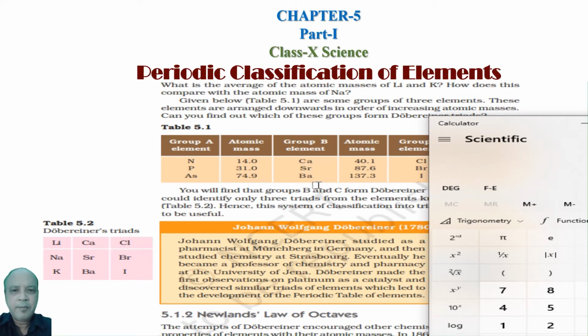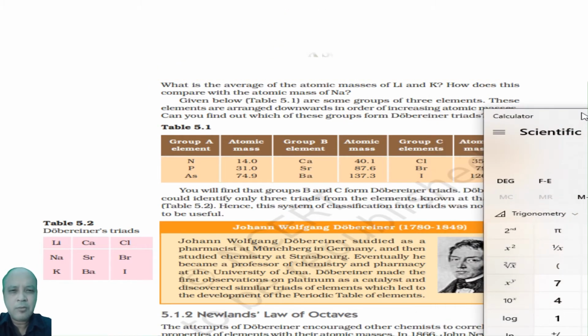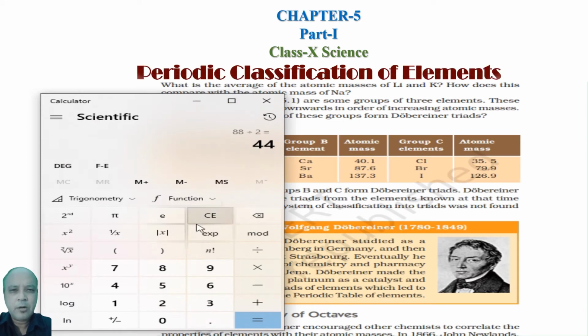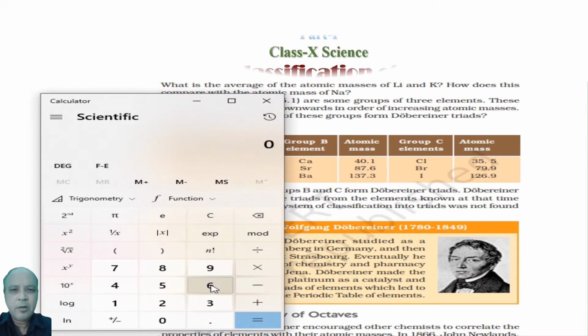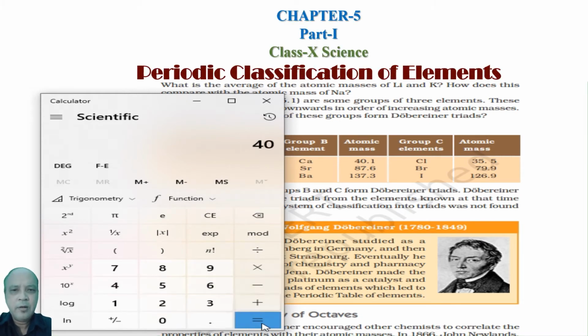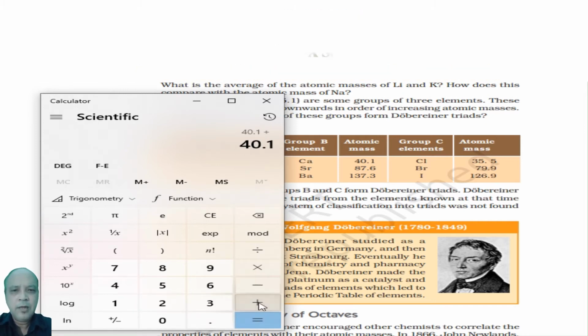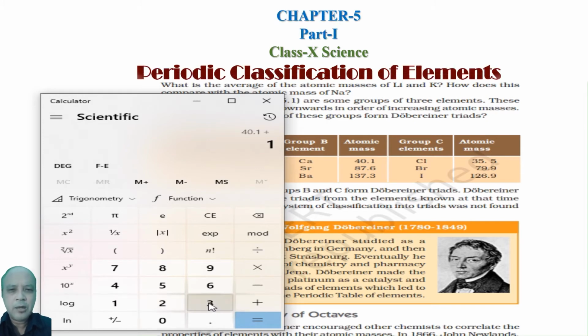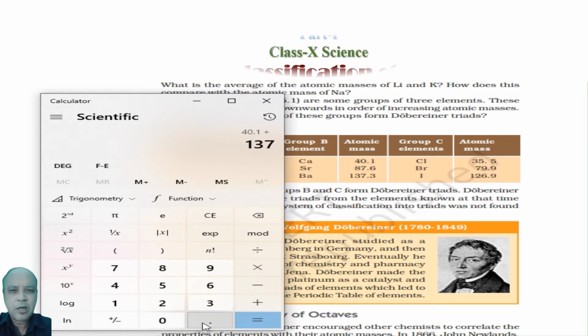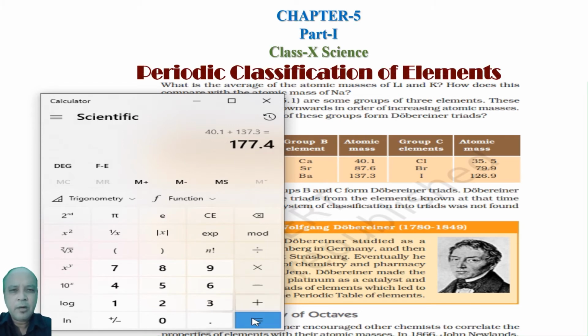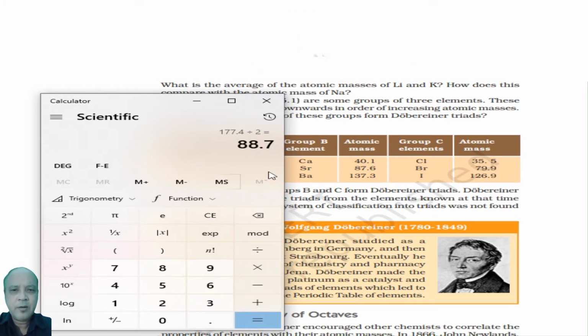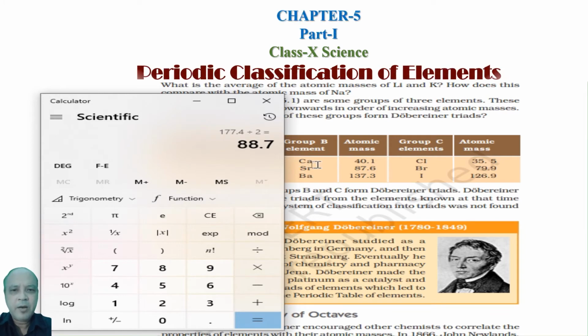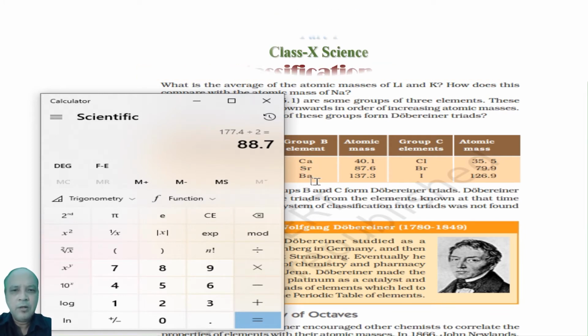Let us take calcium, strontium, and barium. So what is the atomic mass of calcium? 40.1. Okay, plus 137.3, which is equal to 177.4, divided by 2. So I think this is the correct one. So calcium, strontium, and barium form a Dobereiner triad.